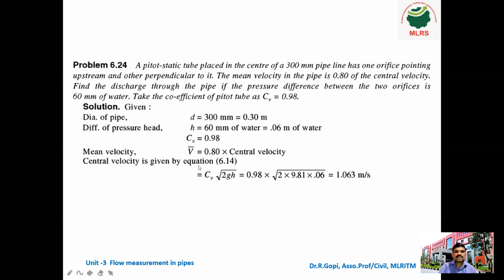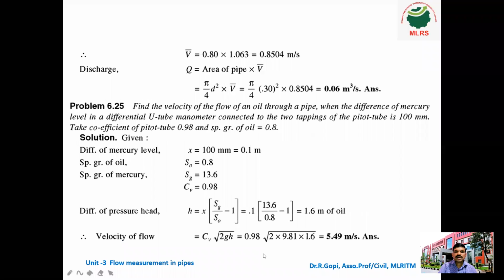Now the central velocity is given by the equation v equal to Cv into root 2gh. So substitute in the formula. Cv is 0.98, root 2g h, where h is 0.06 meter of water. So now what is the average velocity? That means mean velocity is 0.8 times the central velocity. Central velocity we already found is 1.063. So into 0.8 means 0.8504 meter per second.